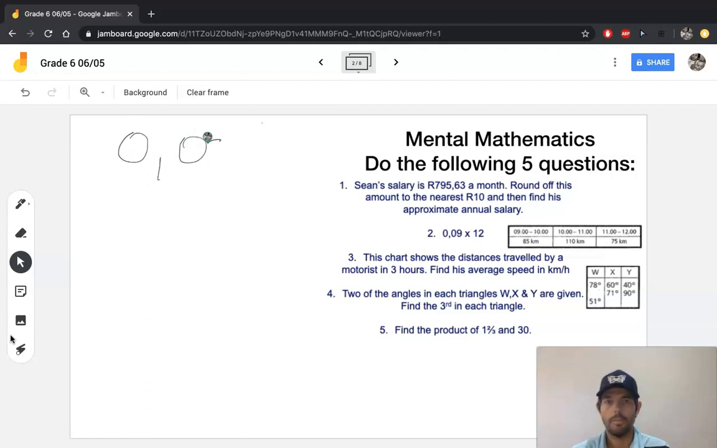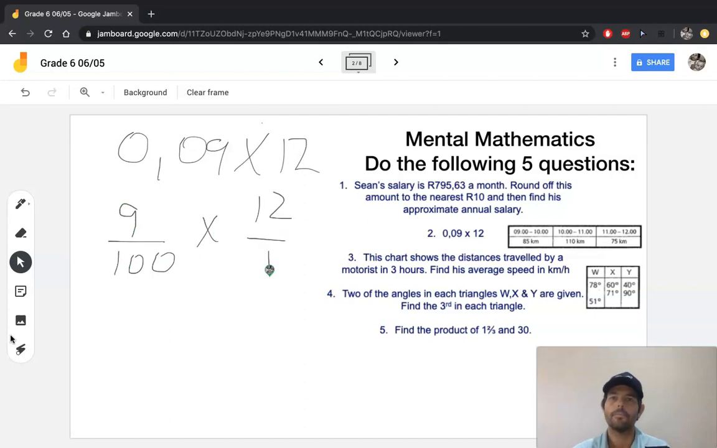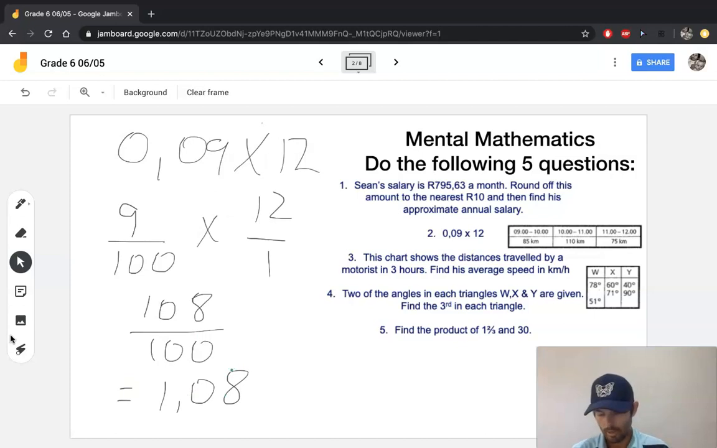0,09 multiplied by 12, and again here you've got options. You can either turn it into fractions, so that's 9 over 100 times 12 over 1. I could say 9 multiplied by 12 is 108 over 100, and that gives me 1,08. Okay, so that's your answer.